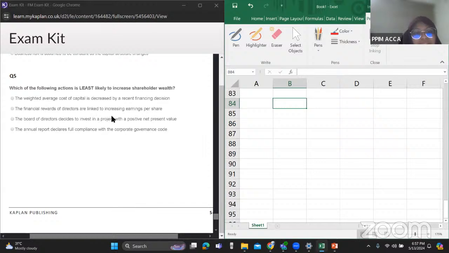They will make sure that they keep this earnings figure as high as possible. So even if there is a positive NPV project, they might not invest in it because then what will happen? The earnings will drop. If earnings drop, that means their reward will reduce. So if you're going to link the director's bonus with something to do with earnings, there is a chance that they will take decisions that are against the shareholders. Okay, so B will be the answer.